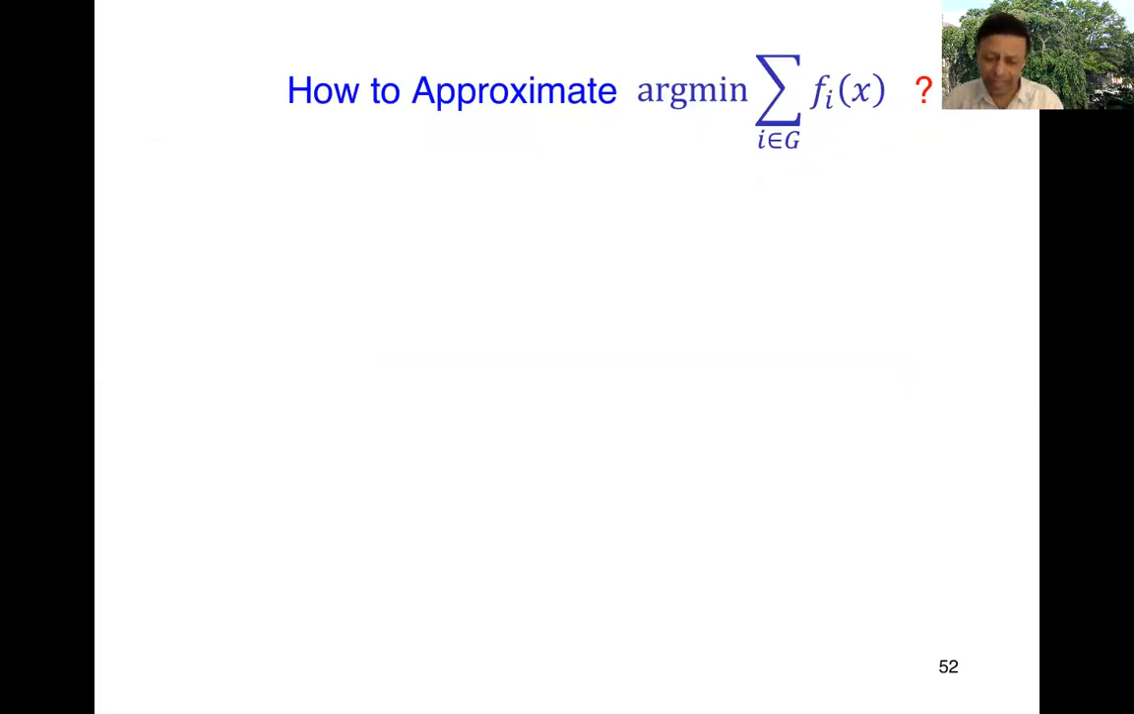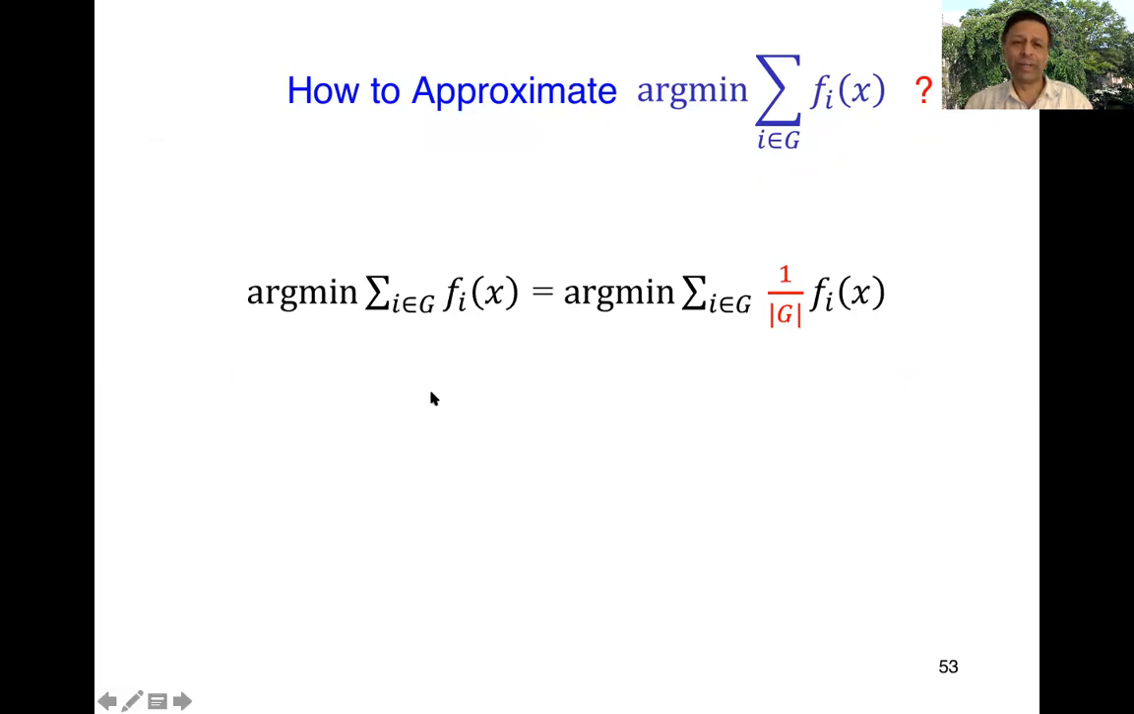So what does approximation mean? Recall our goal. The goal was to minimize the total cost function over just the good guys, compute the argmin of summation f_i of x. But that's exactly equal to argmin of summation of 1 over g of f_i of x, where g here is the size of set G. Because we're multiplying each cost function by the same constant, the argmin actually does not change. But one way to think about the right-hand side is that what we're trying to minimize is a uniformly weighted average of the cost function of the good guys. Sigma f_i of x was the goal.